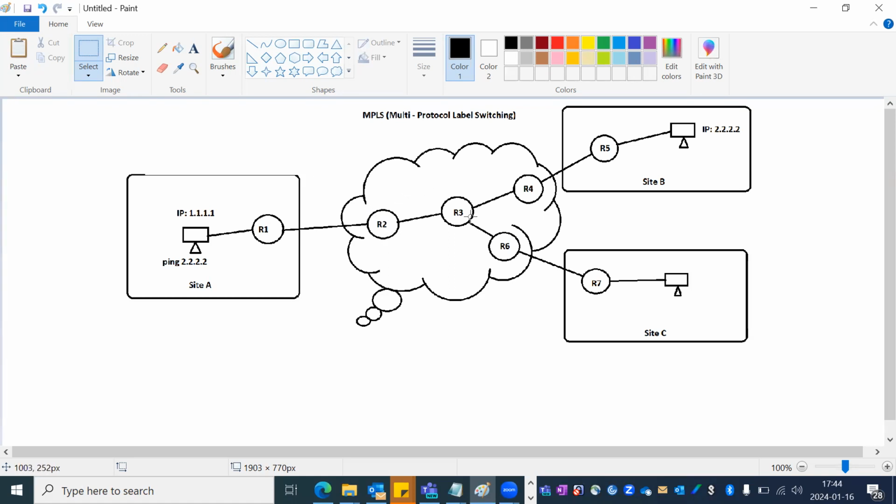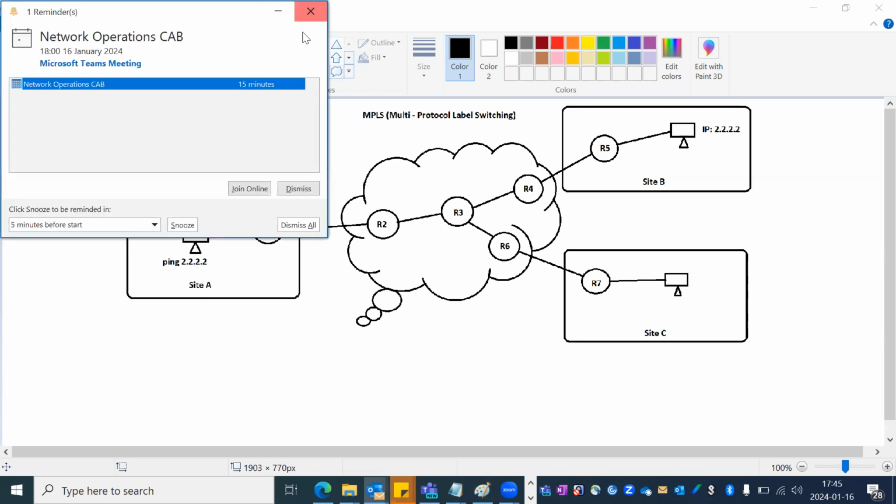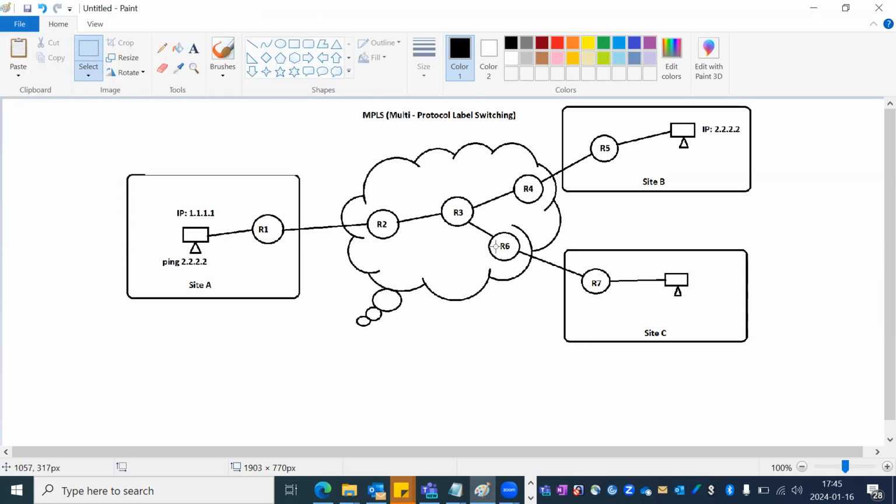R2 will share the route of 1.0 to R3. R3 will share the route of 1.0 to R4. R4 will share the route of 1.0 to R5. And R3 will share the route of 1.0 to R6. And R6 will share the route of 1.0 to R7. Now, all the routers have the route of 1.0.